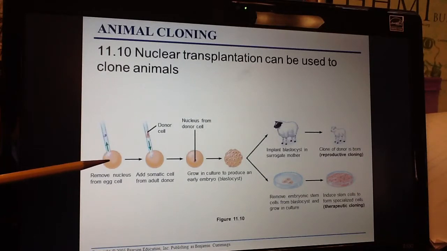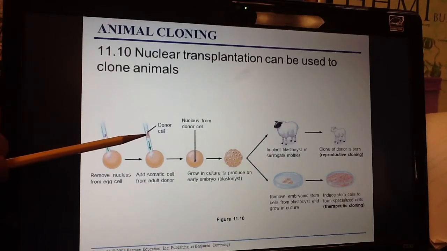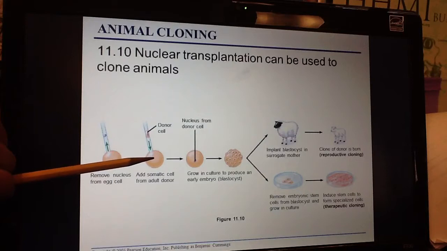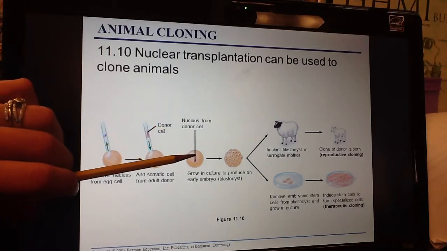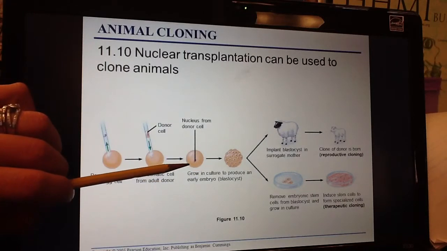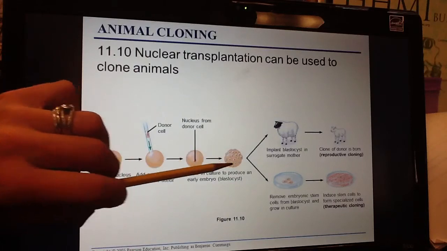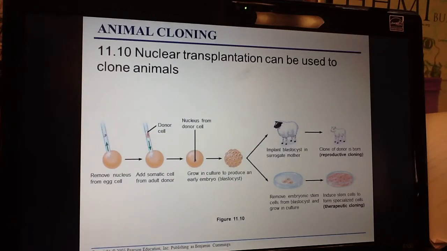So what we do is we take the nucleus out of one egg cell and we add that nucleus into a somatic cell from an adult donor. And then that nucleus from the donor cell will grow inside of this other cell. And then we form a new individual. So this is the blastocyst. This is very early on in development.